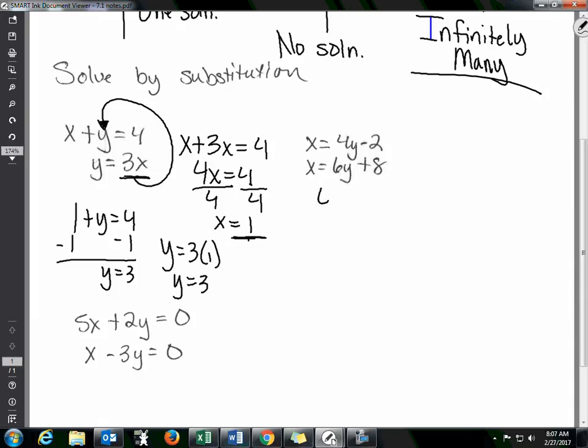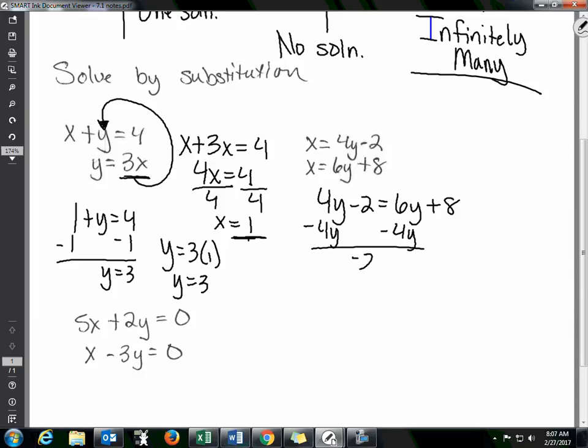So here's what I mean by that. So 4y minus 2 equals 6y plus 8. Okay, now the x's are gone. Now it just becomes what's called a variables on both sides type of problem, right? So now I just got to combine. There's lots of different ways of solving this. I'll move to 4y.